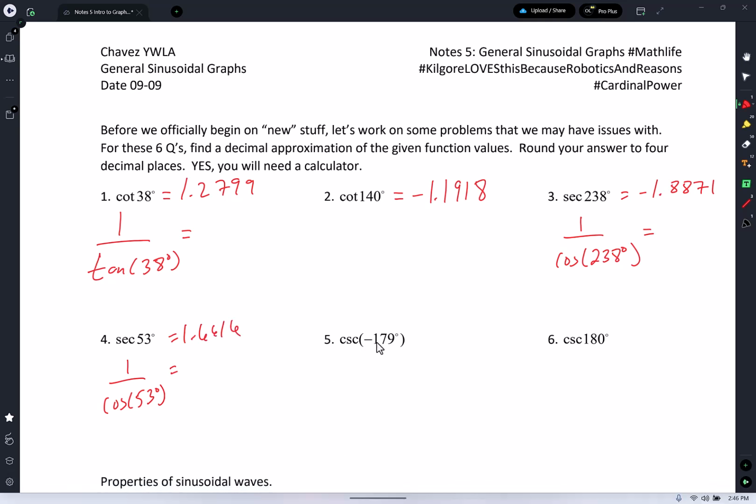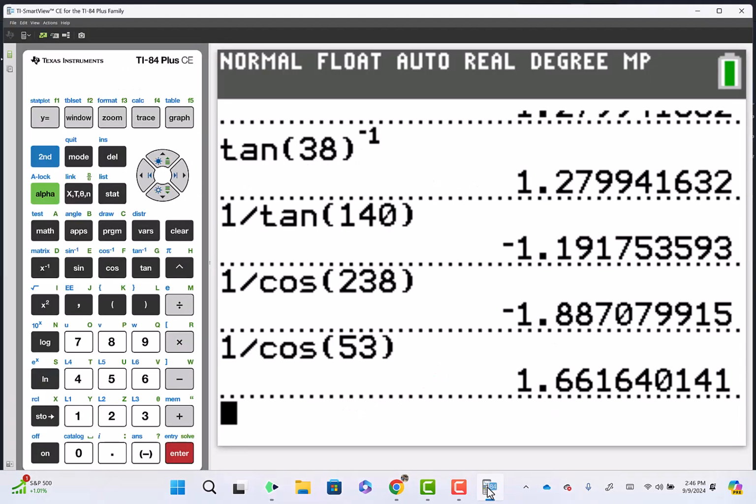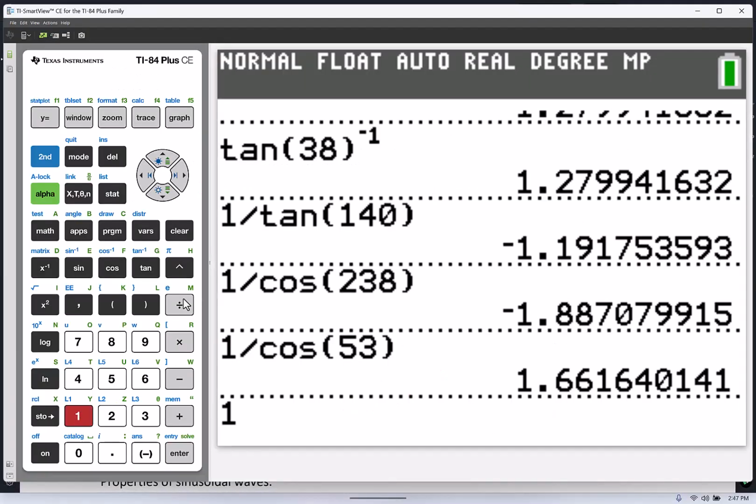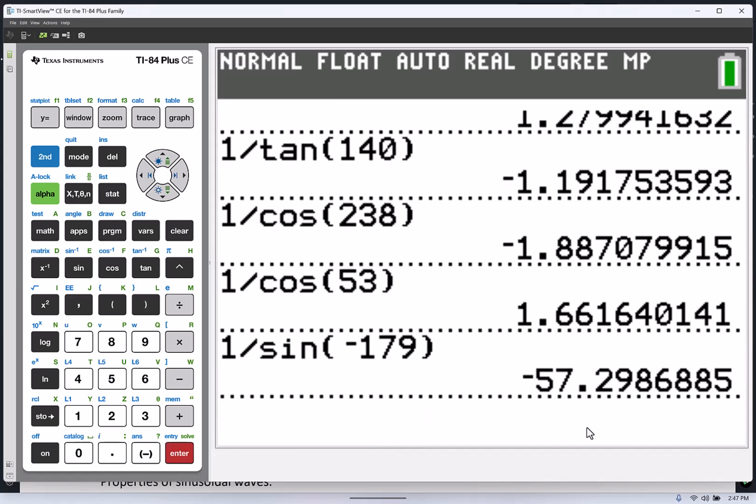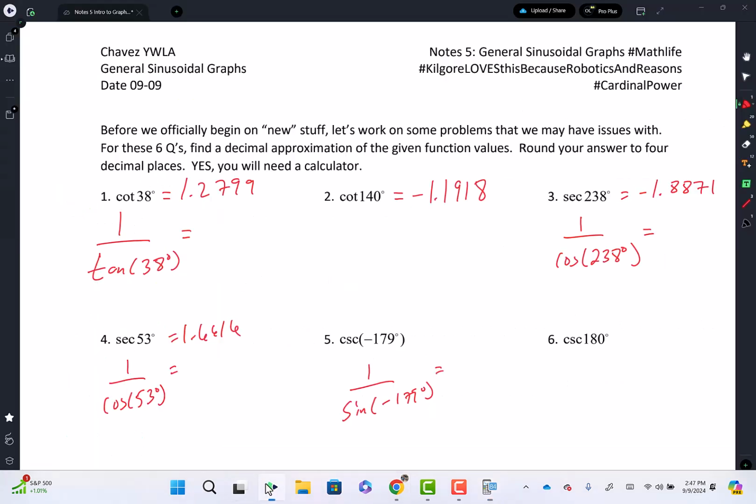Cosecant of negative 179. That's 1 over sine of negative 179 degrees. So 1 divided by 0.00 something, it's going to be negative something because negative 179 is in quadrant 3. So it's probably going to be a pretty big number. 1 divided by sine of negative 179. Sine of negative 179 is really close to 0, right? So 1 divided by that, and there it is, negative 57.2987.